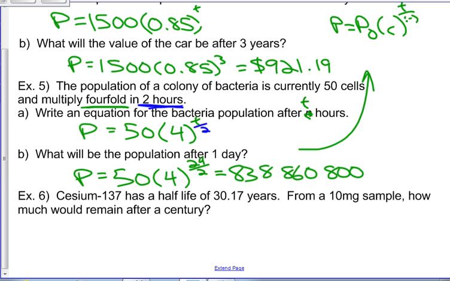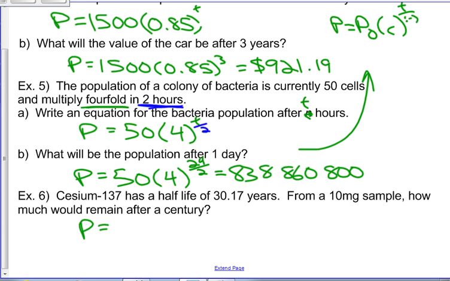Last one, cesium-137 has a half-life of 30.17 years. What that means is that in 30.17 years, half of the sample that you have is going to decay and no longer be cesium-137. It's an unstable isotope. From a 10 milligram sample, how much would remain after a century? So this is a classic example of exponential decay.